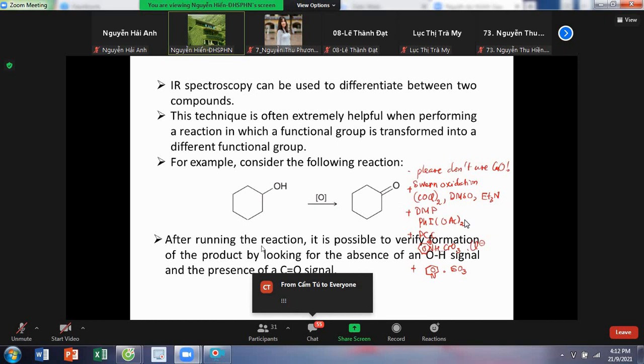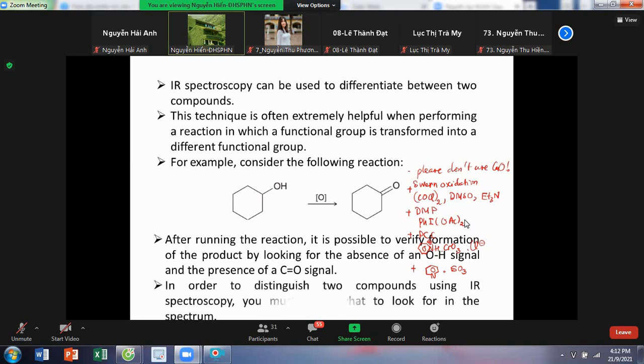Okay, so after running the reaction, it is possible to verify information of the product by looking for the absence of an OH signal and the presence of the newly formed carbonyl signal. So, in order to distinguish these two functional groups, you must remember the typical absorption for carbonyl and for the OH functional group.